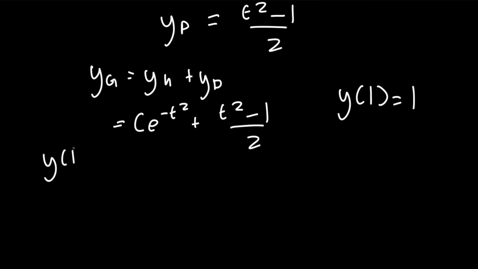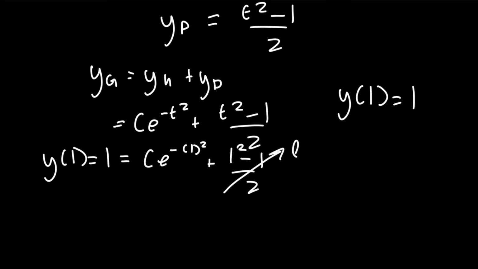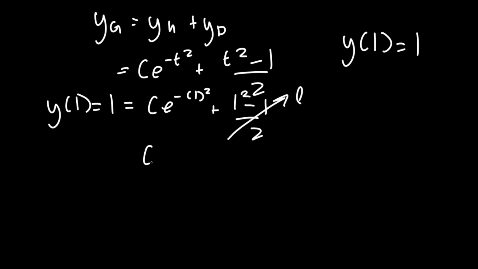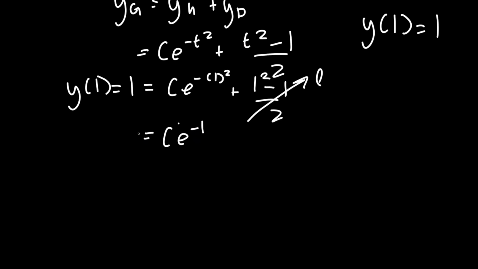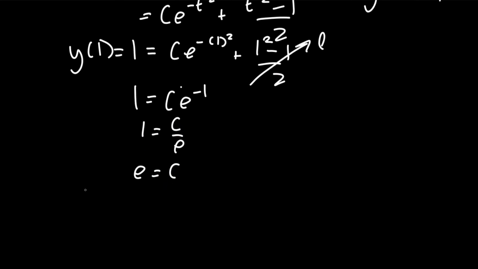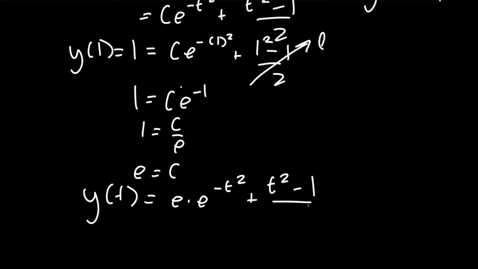So let's plug in y of 1 equals 1, which equals c e to the minus 1 squared plus 1 minus 1 over 2, and that just becomes 0 because 1 minus 1 squared is 1, and 1 minus 1 is 0, and 2 goes into 0 0 times. So this square only applies to that 1, but that negative is not affected, so we're still left with c e to the negative 1, which equals 1. 1 equals c over e, which equals e equals c, which results finally in y of t equals e times e to the minus t squared plus t squared minus 1 over 2.